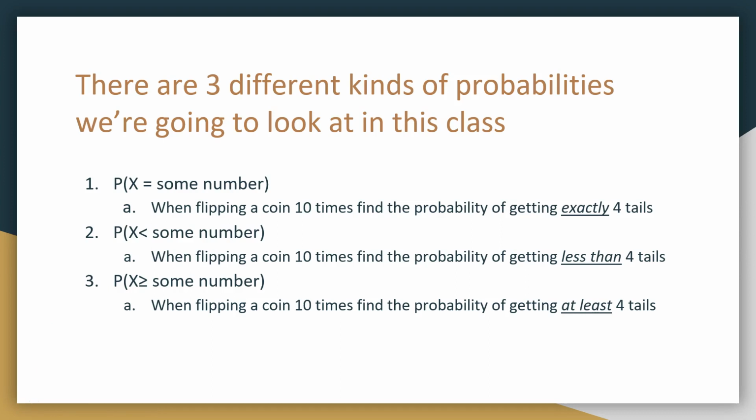The probability that x is equal to some number, less than some number, or greater than or equal to some number. So for example, if I'm going to flip a coin 10 times, the probability that I get exactly 4 tails, less than 4 tails, or at least 4 tails. Those are the 3 different kinds of probability that you're going to need to find.